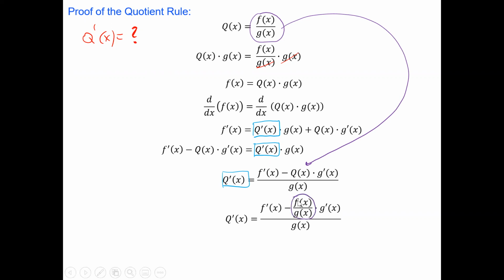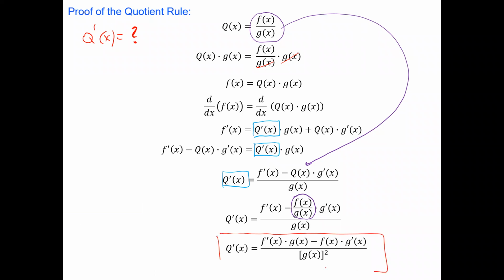Okay, and just simplifying this, I will multiply each term in that fraction by g of x. g of x times f prime. When I multiply by g of x, that part, g of x is cancelled out, f of x will stay times g prime, and g of x times the denominator will be g of x squared. And actually, that's the formula for the quotient rule.